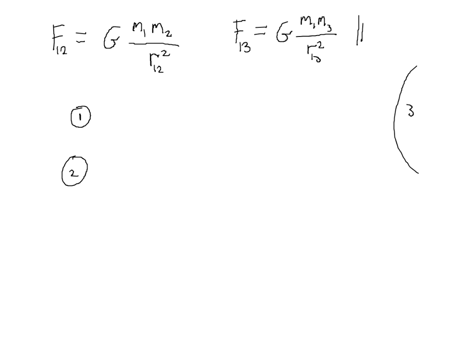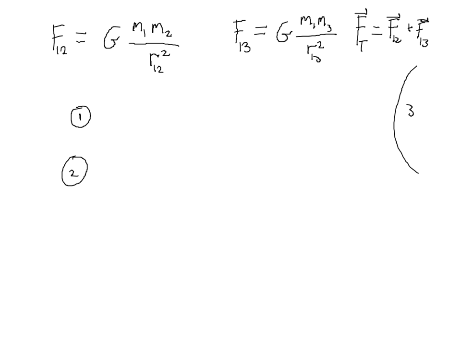Once you've found those two forces, then the total force on the moon is equal to the vector sum of F12 and F13.